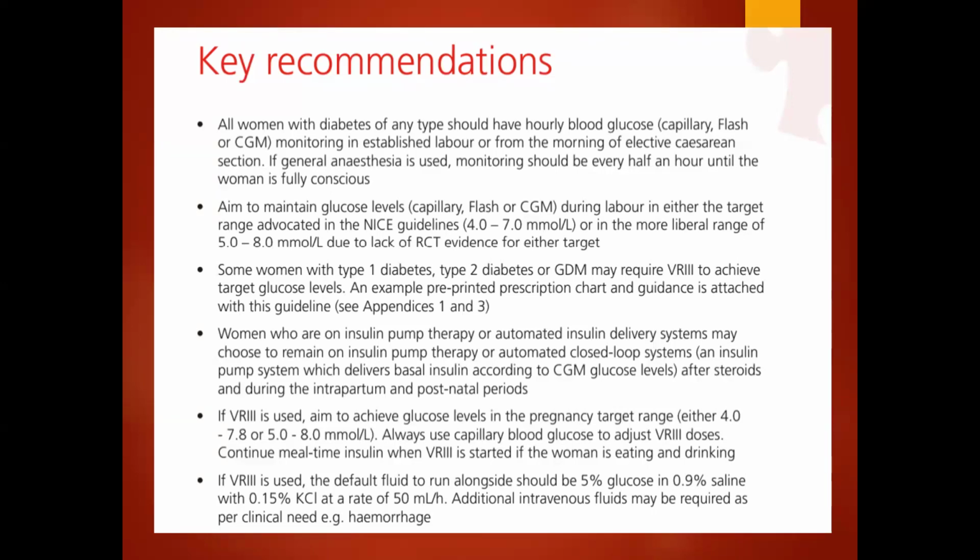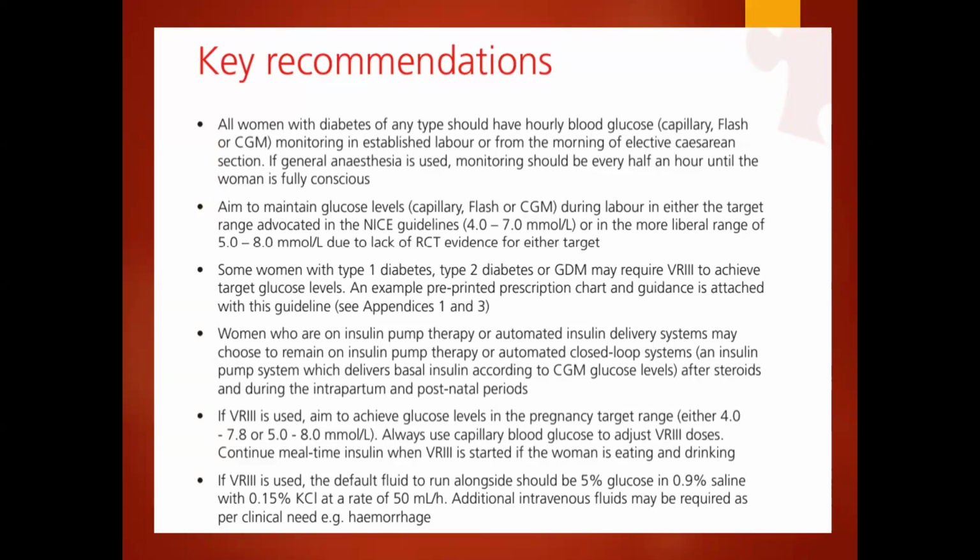If VRI is to be used, aim to achieve blood glucose in the pre-pregnancy or pregnancy target range of 4 to 7.8 or 5 to 8 millimole. Always use capillary blood glucose to adjust the variable rate insulin infusion dose. Continue mealtime insulin when VRI is started if the woman is eating and drinking. This is again very important. If the patient is eating and drinking, we will continue the mealtime insulin with the variable rate insulin. On the other hand, if the patient is NPO, we'll just continue the variable rate insulin.